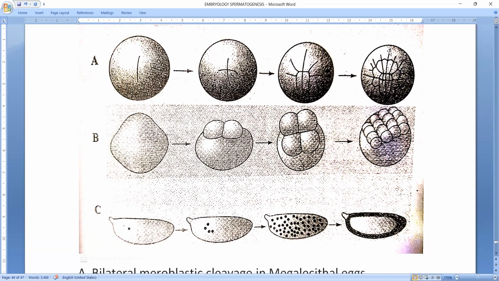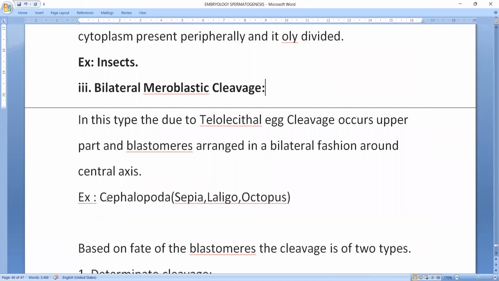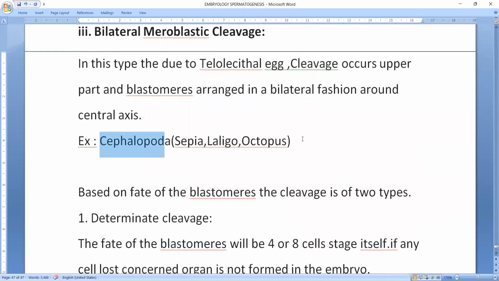Only if we cut at this angle do we get two equal halves. So that is called bilateral meroblastic cleavage. In this type, due to the telolecithal egg, cleavage occurs in the upper part, and the blastomeres are arranged in a bilateral fashion around the central axis. That is why we called it bilateral meroblastic cleavage. Example, cephalopoda. This is very, very famous.